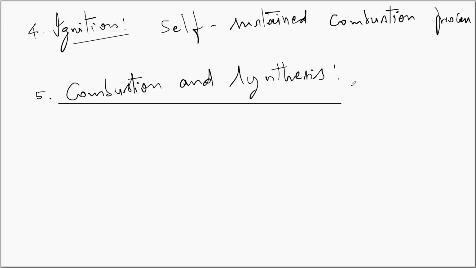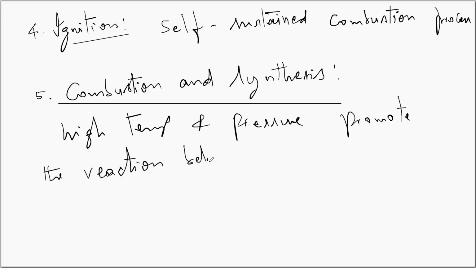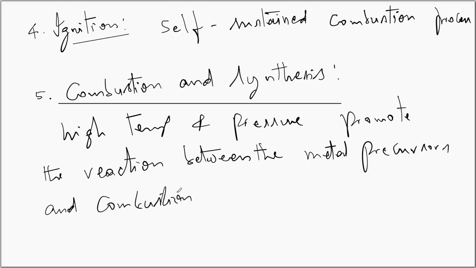The high temperature and the pressure conditions promote the reaction between the metal precursors and the combustion products, and this leads to the formation of the desired material. The combustion also serves as a heat source to sustain the reaction until completion. The next step is quenching and product recovery.